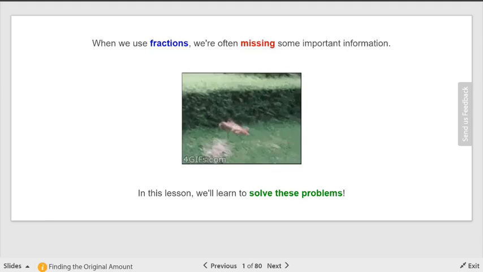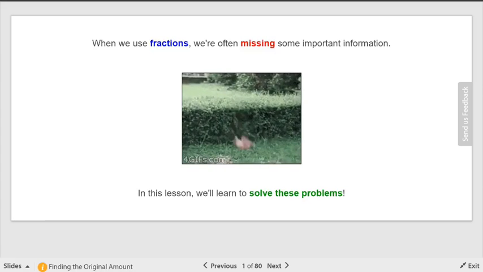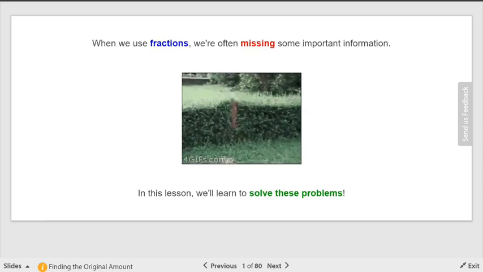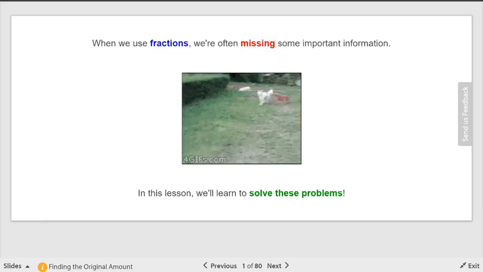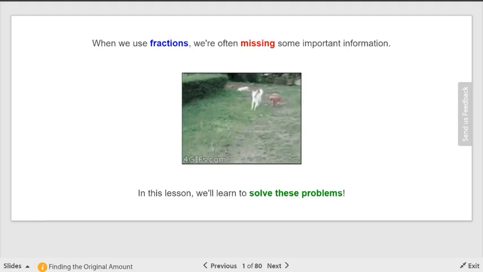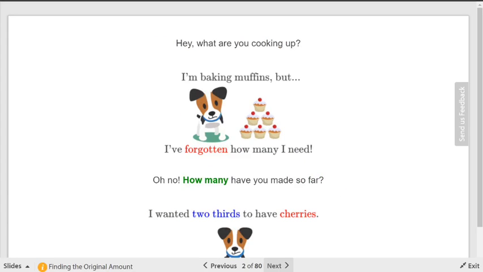I don't know. So in this lesson, what we're going to do is learn how to solve these problems where we're missing some of the information. So we're not able to take a fraction of an amount because I don't know the amount, or I don't know part of the fraction. Okay, so here we go. So what we're going to do is look at pieces of it. So all right, so here we go.